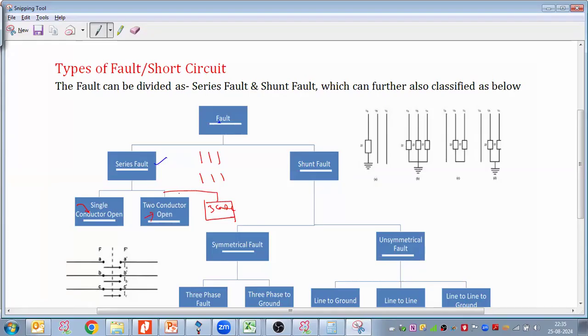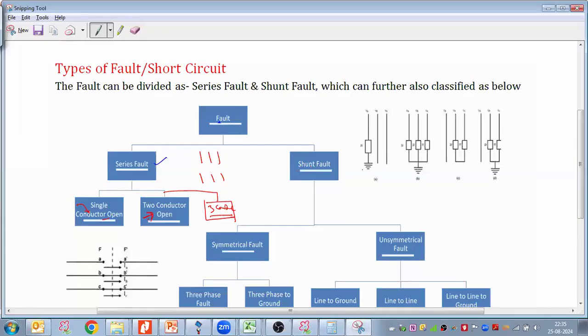So if you are isolated, where is the fault? There is no fault, right? So never write three conductor open, only one or two. Only in these situations will the unbalance occur. Here there is no unbalance. You are isolated from the system.